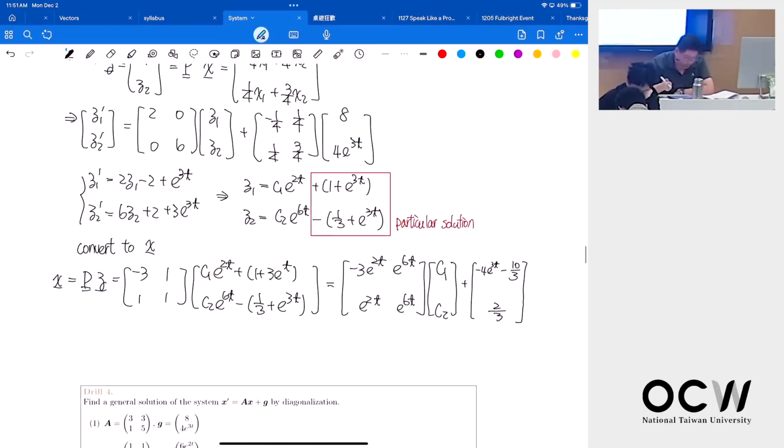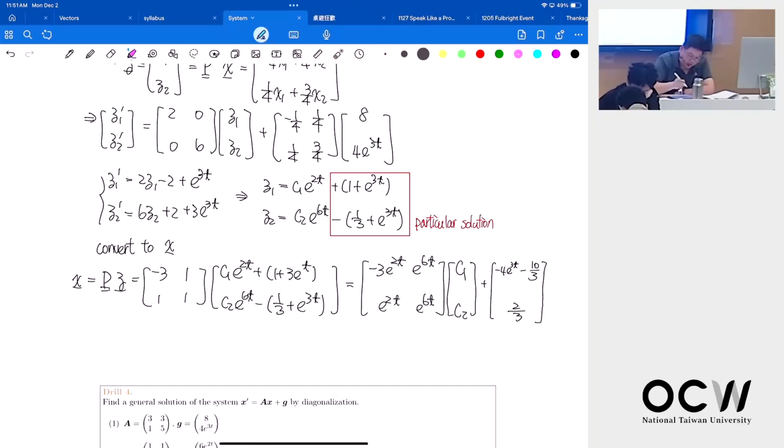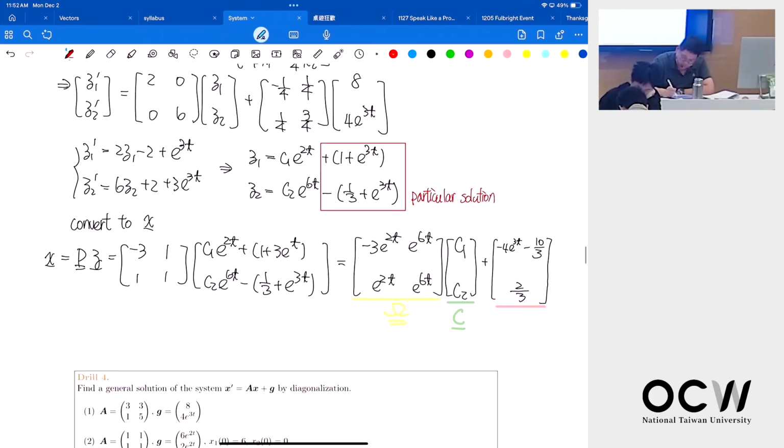Okay, so here this is my fundamental matrix omega, and this is the constant c, and then here is the particular solution. Write it down again.